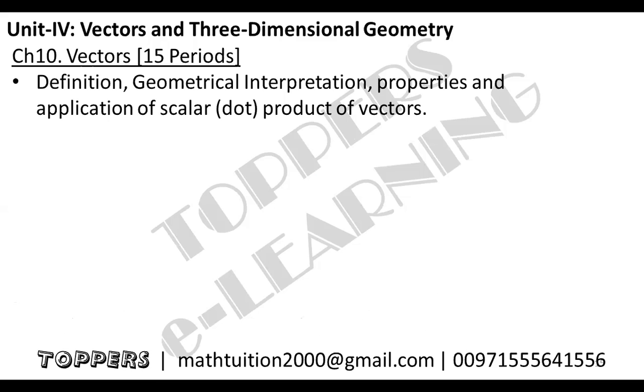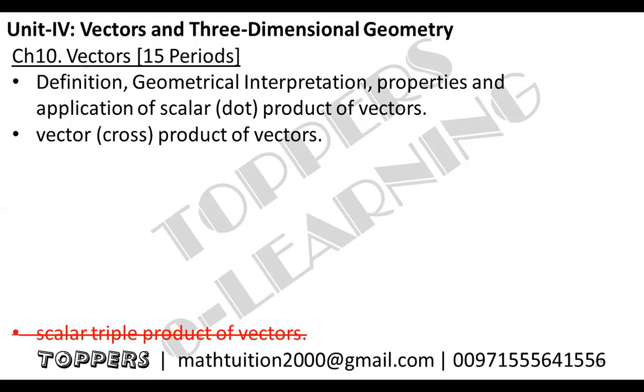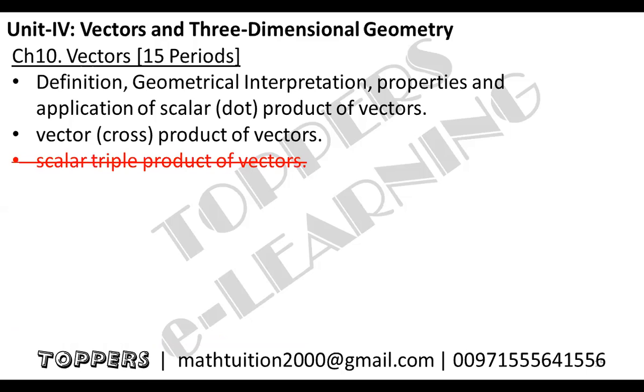Definition, geometrical interpretation, properties and applications of scalar or dot product of a vector, it is there. Vector cross product, it is there. But scalar triple product of vectors is reduced.